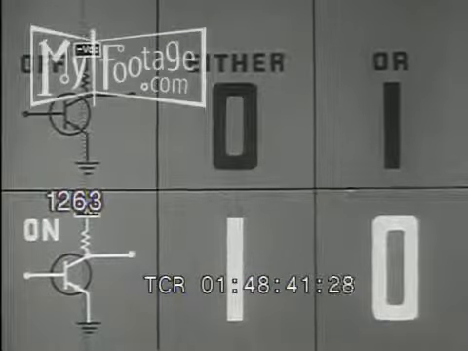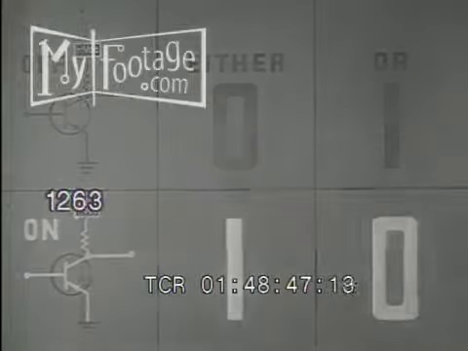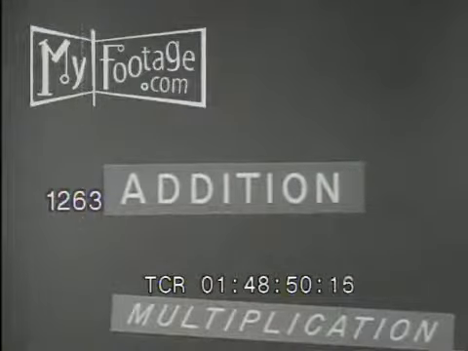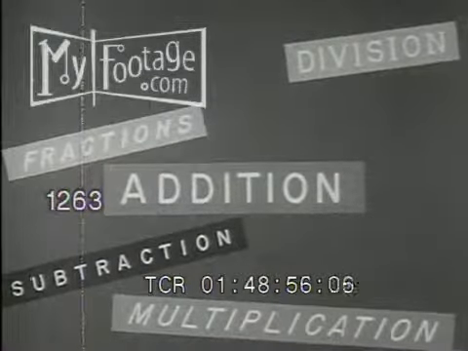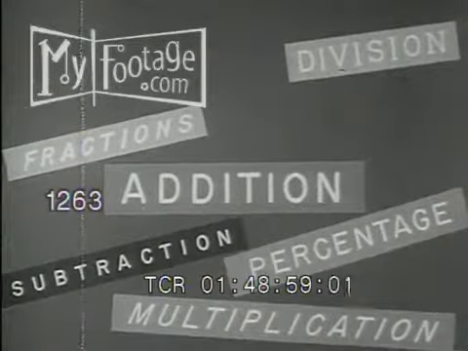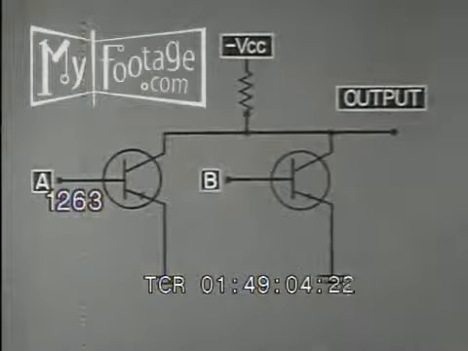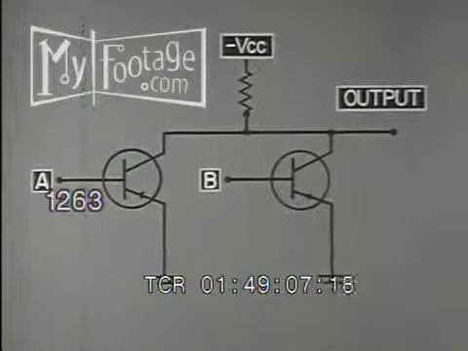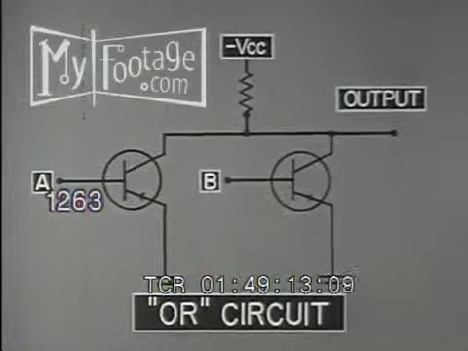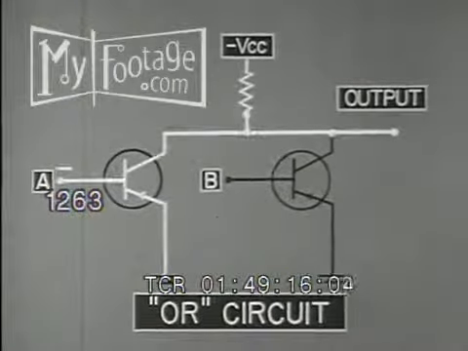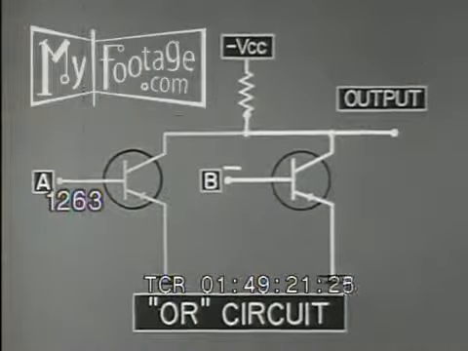This simple switch, used in various combinations, can perform mathematical operations. However, even elementary mathematical operations are too complex to be performed in one-stage electronic circuits. So the operations are broken down into steps. This circuit performs one such mathematical step. It is called an OR circuit because it delivers an output if either input A or input B is present.